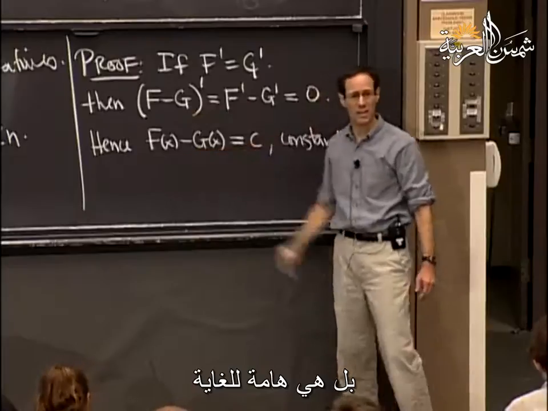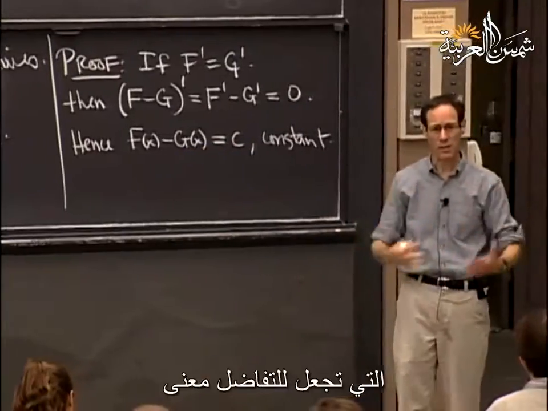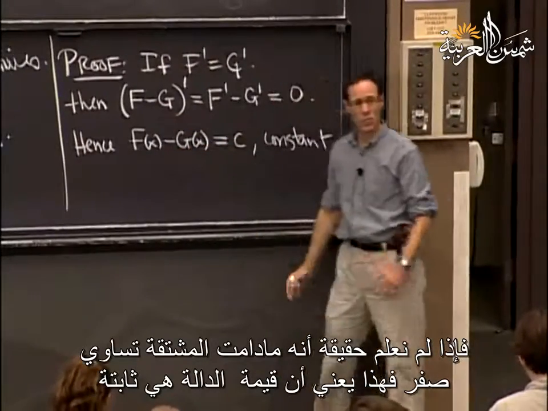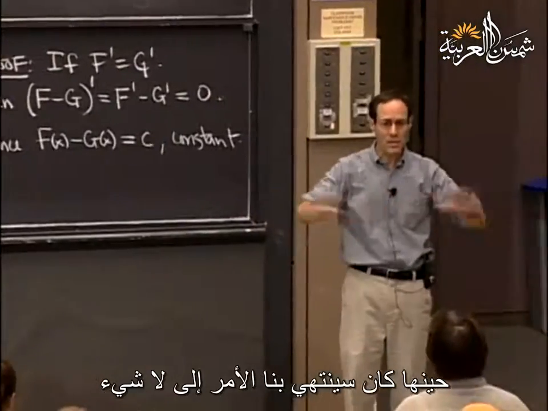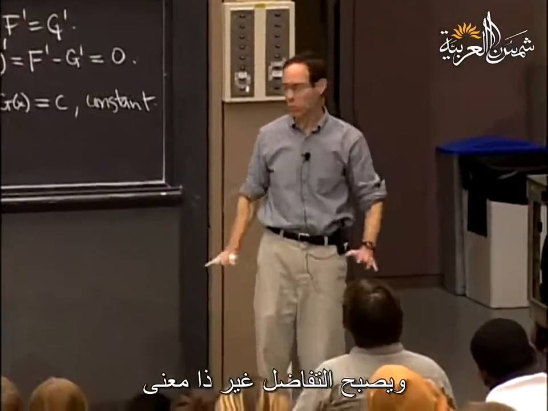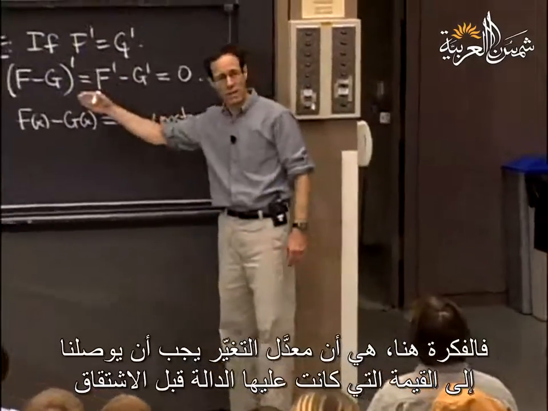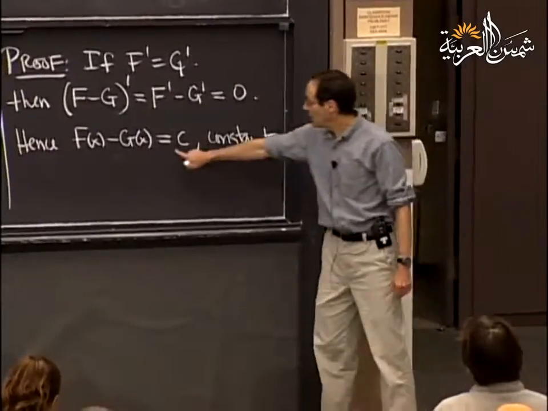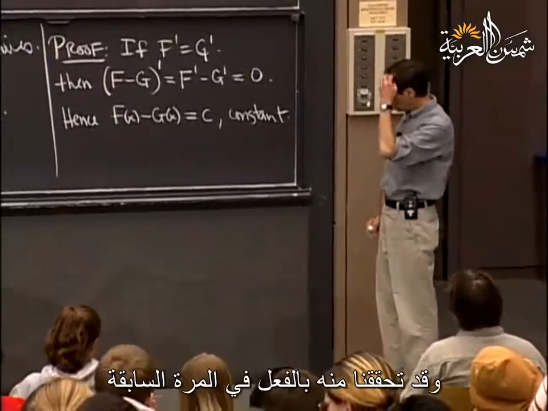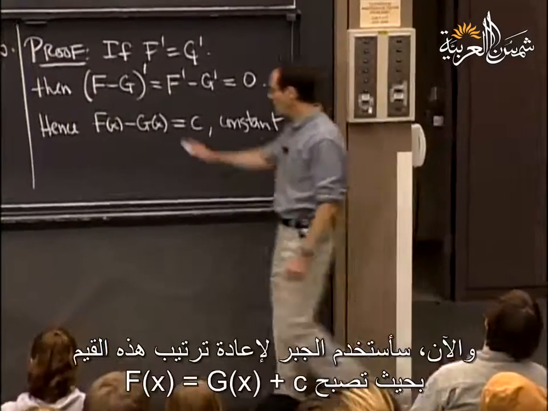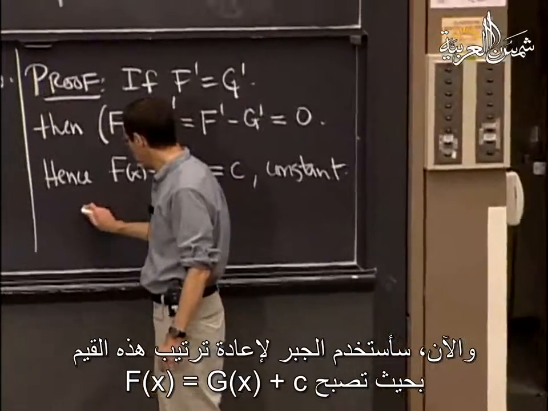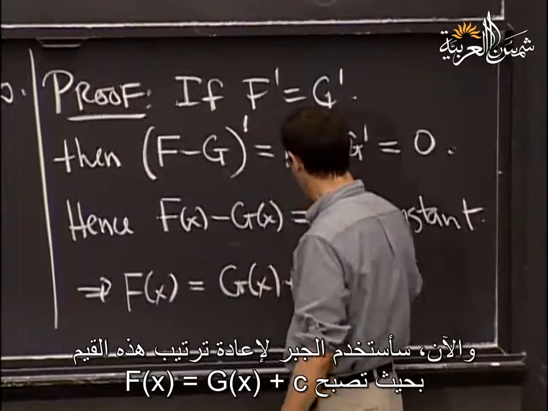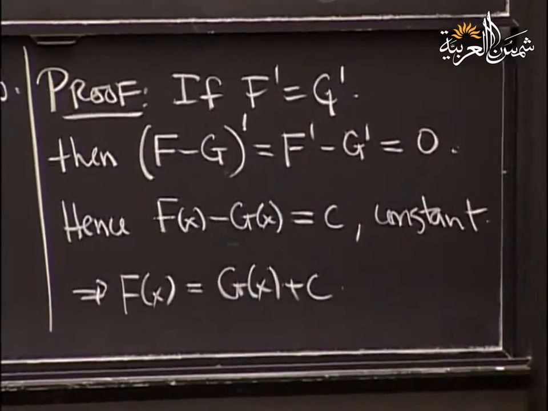It's not a small matter. It's a very, very important thing. It's the basis for calculus. It's the reason why calculus makes sense. If we didn't have the fact that the derivative being 0 implied that the function was constant, calculus would be just useless for us. The point is the rate of change is supposed to determine the function up to this starting value. So this conclusion is very important, and we already checked it last time. And now just by algebra, I can rearrange this to say that f of x is equal to g of x plus a constant.